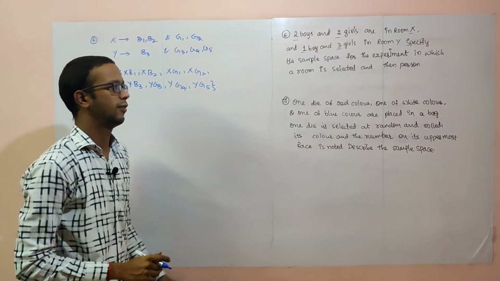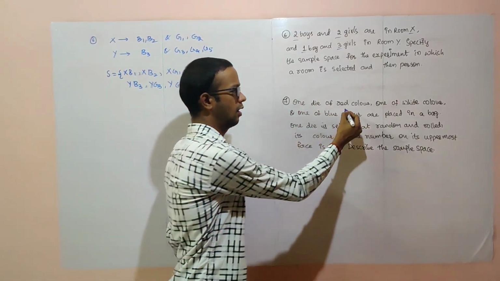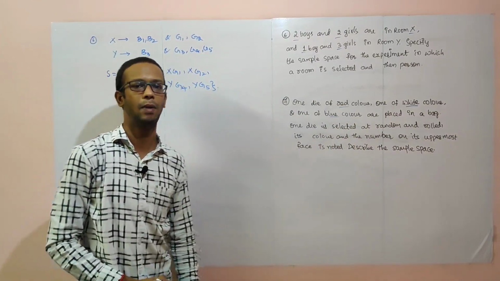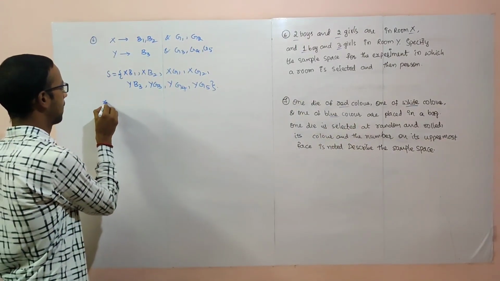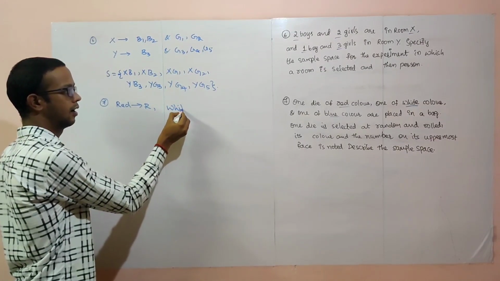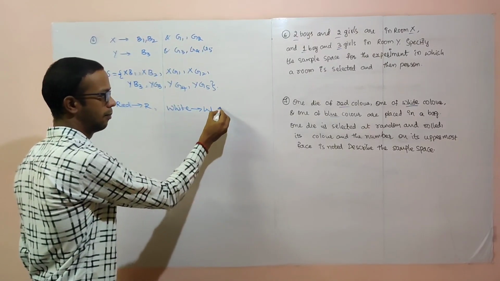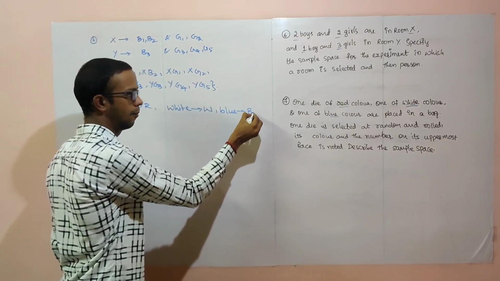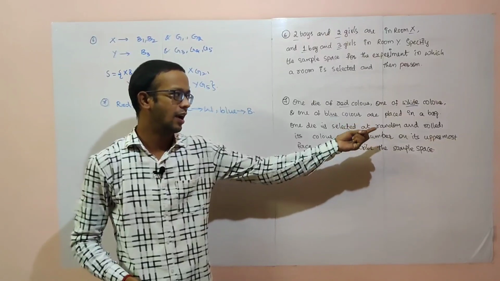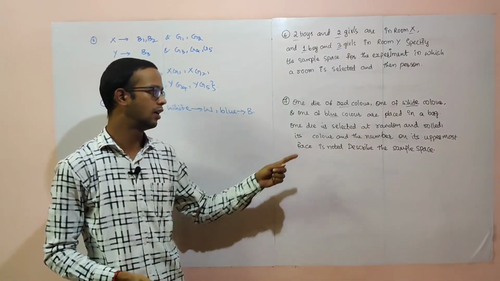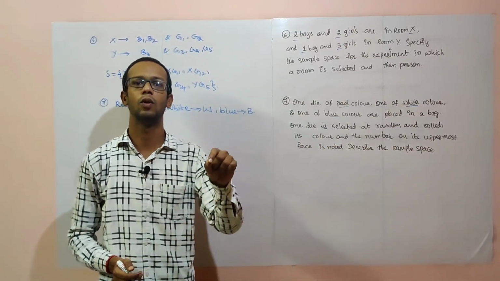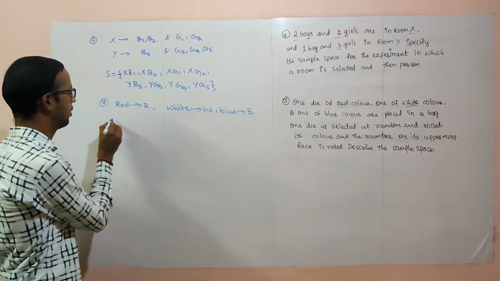Next, problem number 7. One die is red color, one is white color, one is blue color. Place it in a bag. So I will take here a red color die as a capital R, white color as a W, and blue color as a capital B. What is the experiment here? One of the dice is selected at random and rolled. So that is the experiment. Its color and number on uppermost face is noted. Color we have to note and the number also. So what is the sample space is asked.